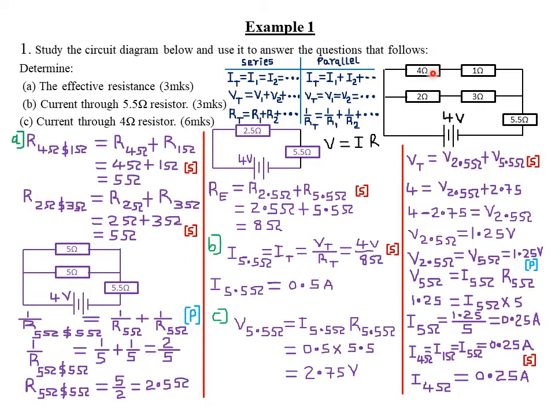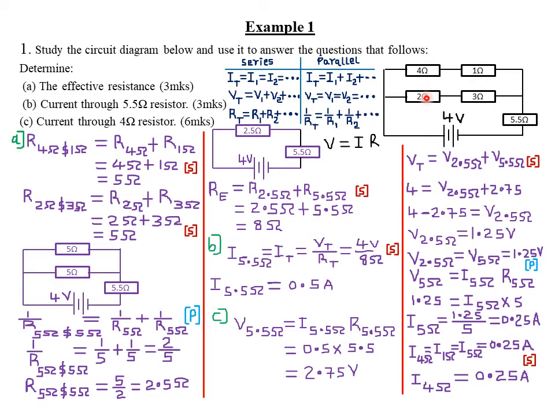Therefore, we'll combine the 4 and the 1 ohm resistor. The resistance through the 4 and 1 ohm resistors will just be the sum of the resistance through the 4 ohm resistor and the resistance through the 1 ohm resistor. So we are adding because the 4 and 1 ohm resistors are in series with each other. Therefore, for series connection, R total is equal to R1 plus R2, which gives us 4 ohm plus 1 ohm, which gives us 5 ohm. Remember, S stands for series connection.